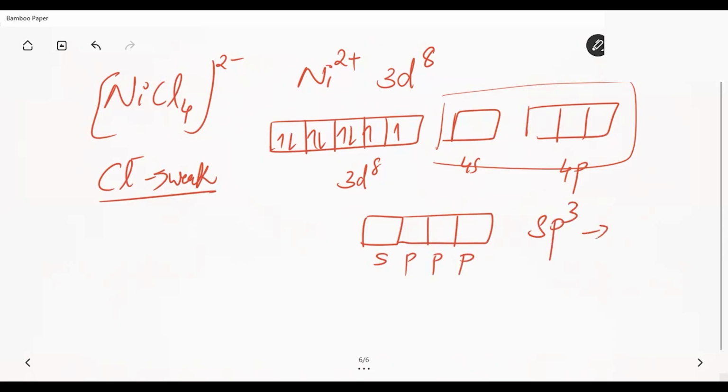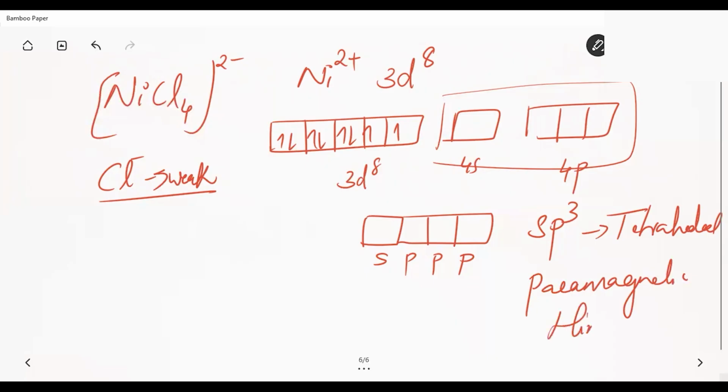Whenever you see sp3 hybridization, it is tetrahedral geometry. And what about the magnetic properties? There are unpaired electrons, so paramagnetic. And what is its spin? It is a high spin complex. Moving to the next one, let us do another example of a nickel complex.